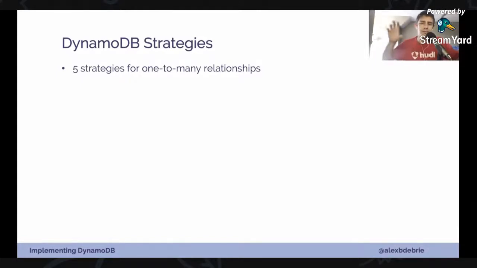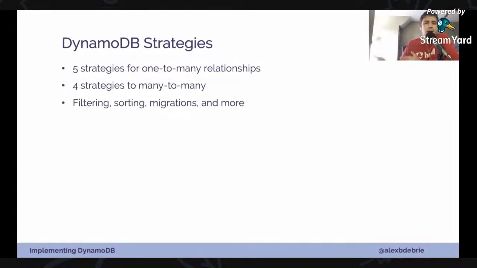You have your 2 different tables, you link them together with a foreign key, and then you handle that with a join when you do it. But with DynamoDB, there's 5 different strategies, depending on, do I want to do denormalization? Do I want to do some other types of pre-joined data? You really need to think about your access pattern. So know those strategies. Likewise, there's going to be 4 strategies for many-to-many relationships. So a lot of different things to handle there. And then also just lots of different strategies and things to know about filtering, sorting, migrations, and more.